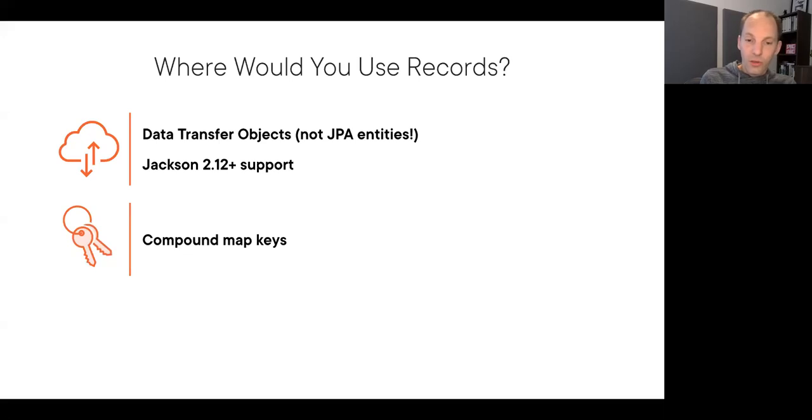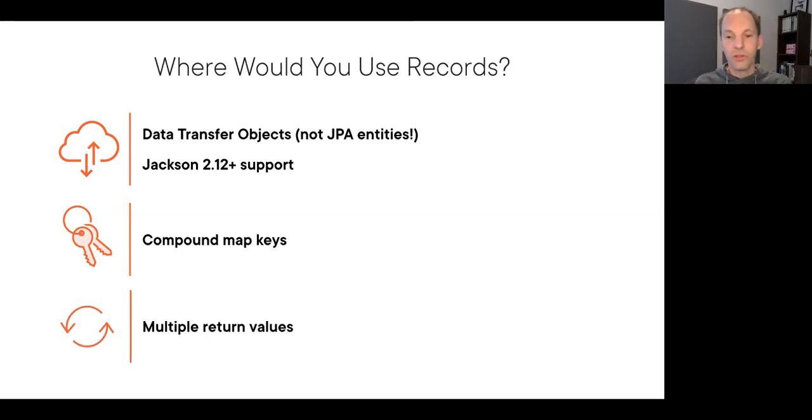Another place where you can very well use records is as map keys. So often you want to have a map key that consists of several data elements together. You would now have to create such a class by hand, but a record definition can be a really light way of creating these kinds of compound map keys. So that's another use case where I think records will be used.